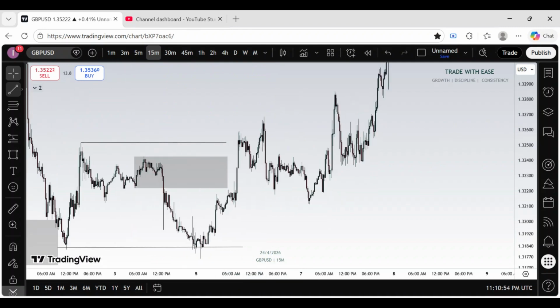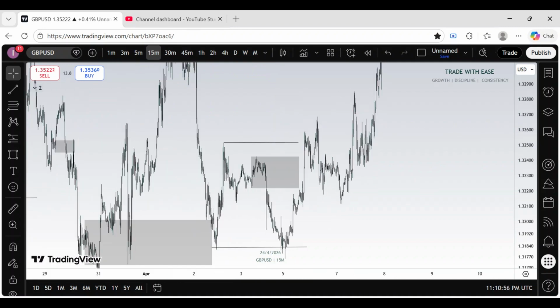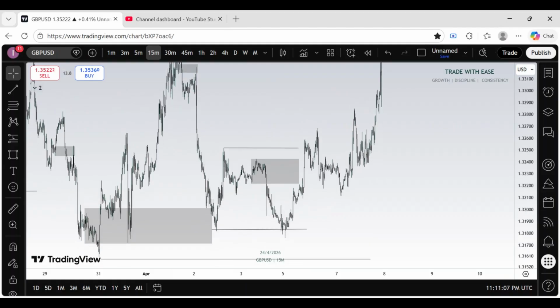But after breaking this structure, this is not a complete confirmation. It's not yet a genuine reason for you to enter a trade, because price can still, after taking this, continue to sell. So you need another confirmation in order to know that price is going to buy.